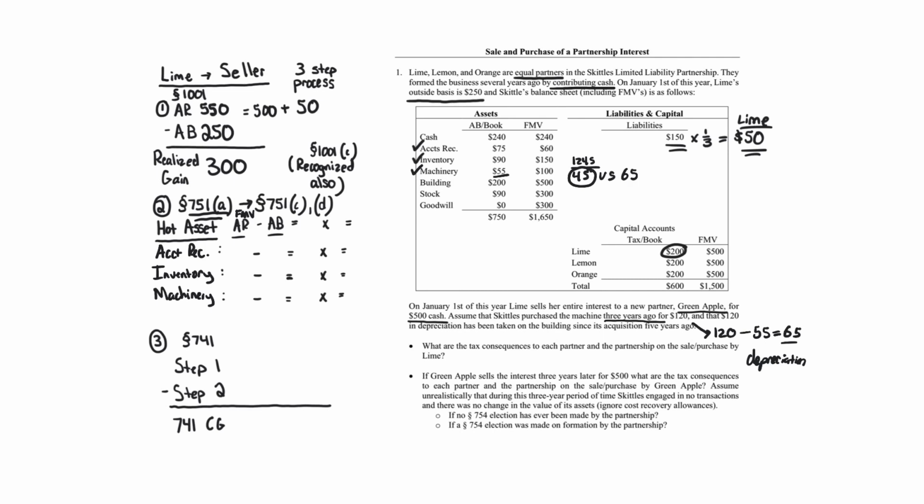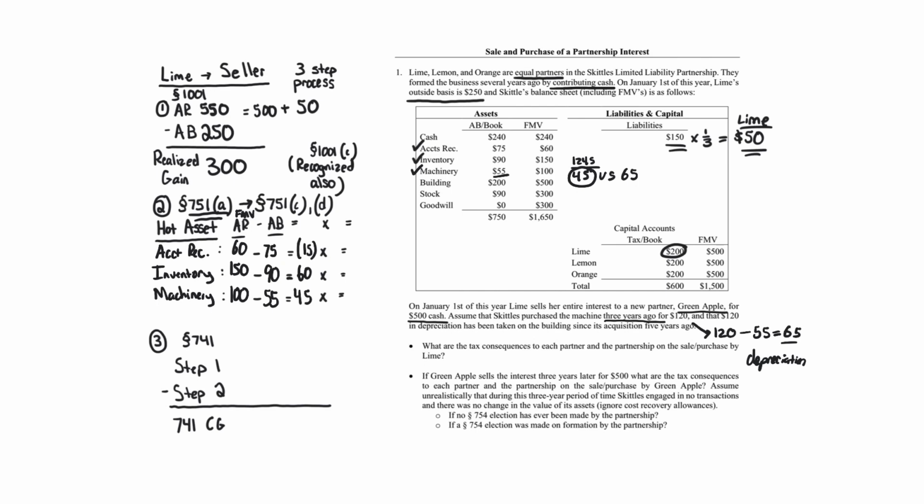So accounts receivable fair market value at this date is 60. Inventory fair market value is 150. And machinery is 100. We subtract away the adjusted basis the partnership has at this date. That's 75, 90, and 55. And we calculate the realized gain or loss in the calculation. So this is going to be for accounts receivable a $15 loss. Inventory, we have a $60 gain. And for machinery, a $45 gain.